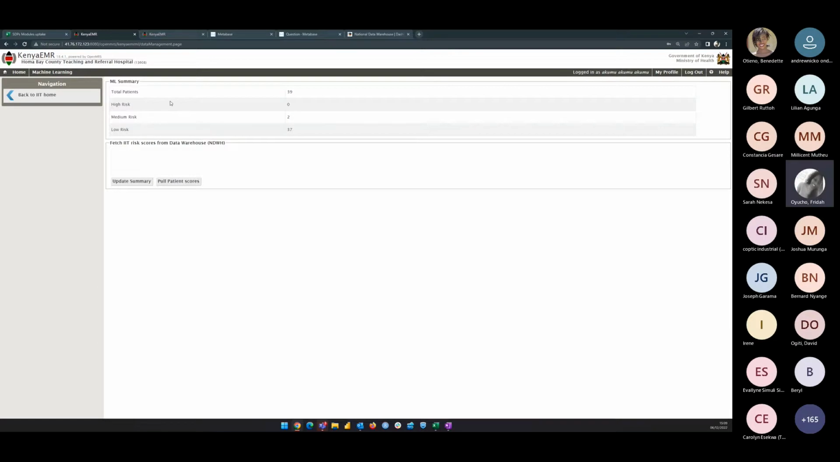So once you've pulled, then you'll be able to see your total patients who are likely to be on IIT. You'll be able to see those who are at high risk of being IIT, those who are at medium risk of being IIT, and those who are at low risk of being IIT. So the moment you pull the scores, again, as I've mentioned, it fetches the current information to your local instance. So once you've done that, then you navigate back to home.